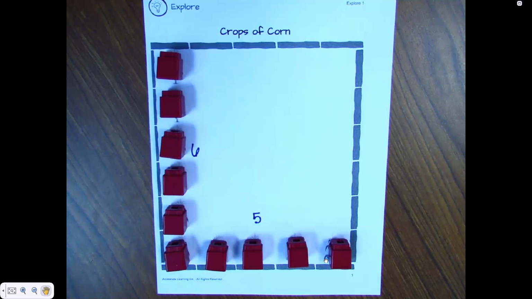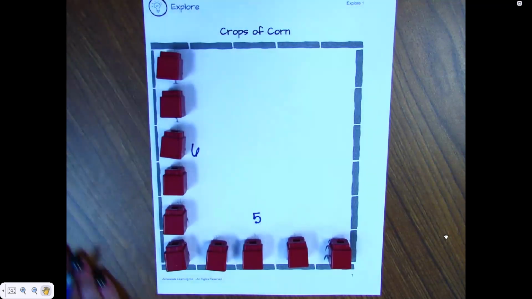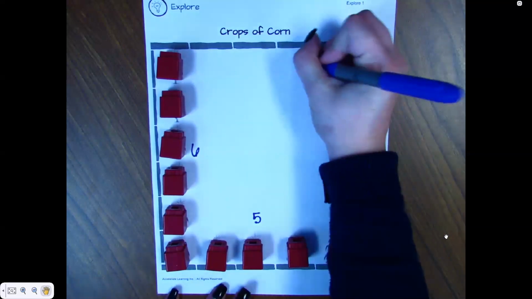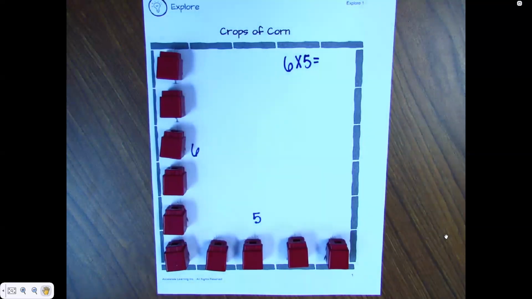If I have 6 square units and 5 square units, how can I figure out the area? What did I just tell you we could do to figure out the area? Who remembers? I have 6 and 5. Bianca, what could I do? You can multiply. I can multiply 6 times 5. And what does 6 times 5 equal? Anybody? Tony? 30.